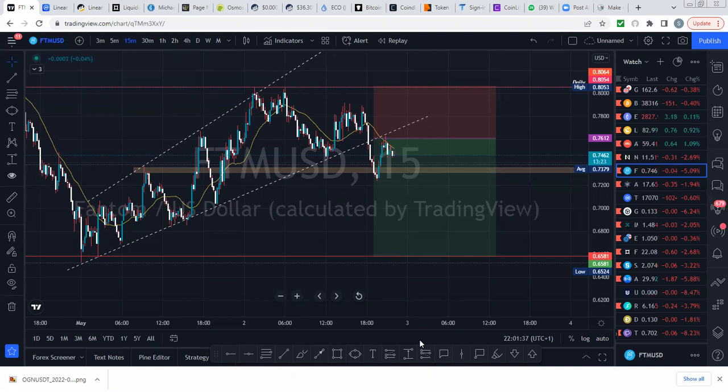So that's the essence of limiting the pairs that you trade, limiting the projects that you trade. You get yourself familiarized with how that market moves, the movements and the other characteristics.